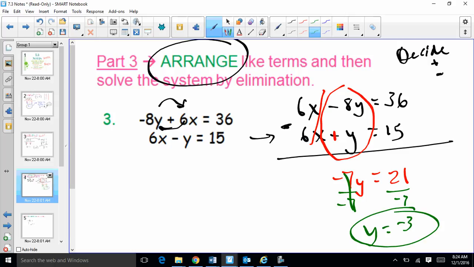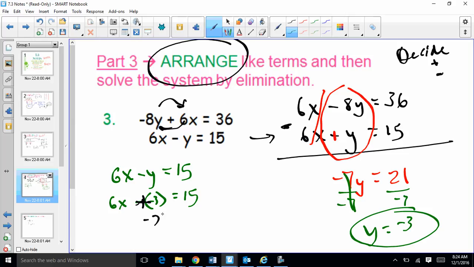3. Okay? Once I have y equals negative 3, I can bring this equation down. One of the equations, 6x minus y equals 15. I plug in, I'm going to subtract my negative 3 here from 6x, and that equals 15. That's really a big addition sign, so be careful of that.